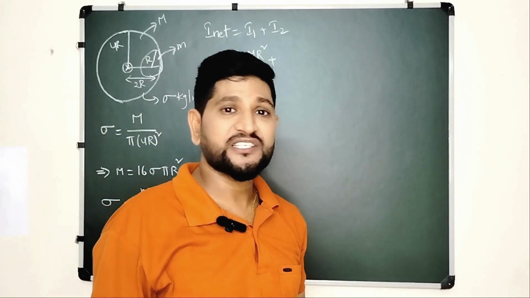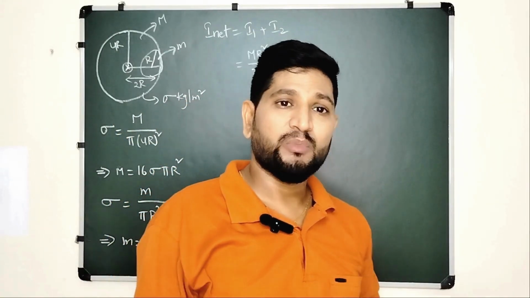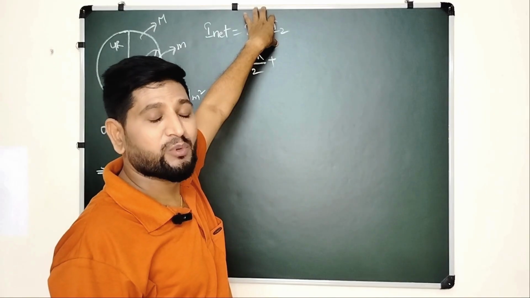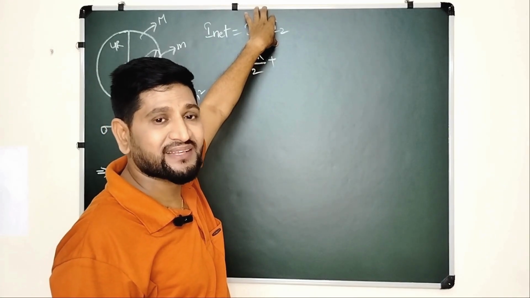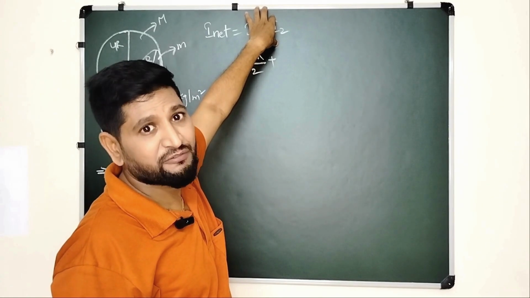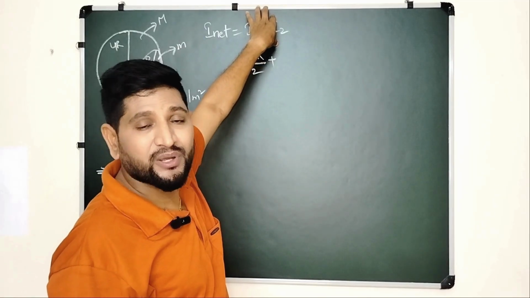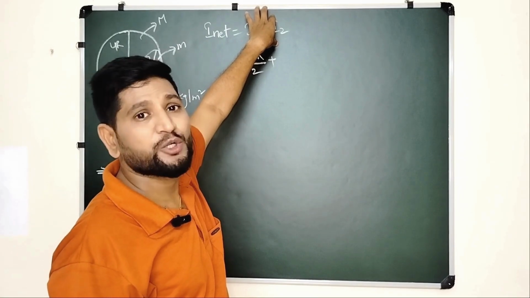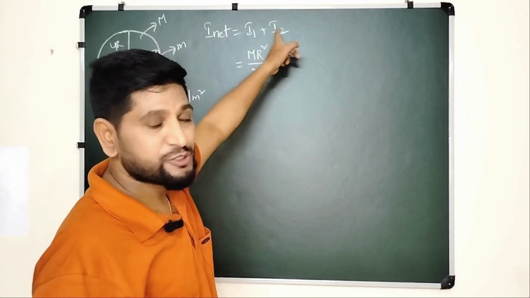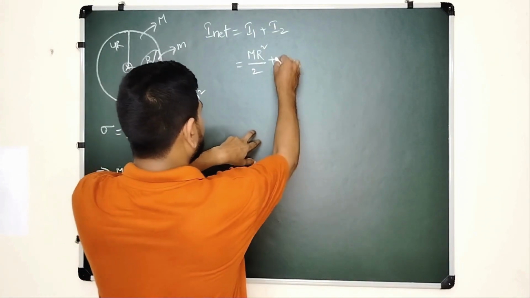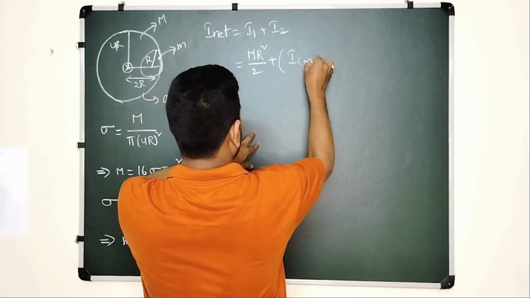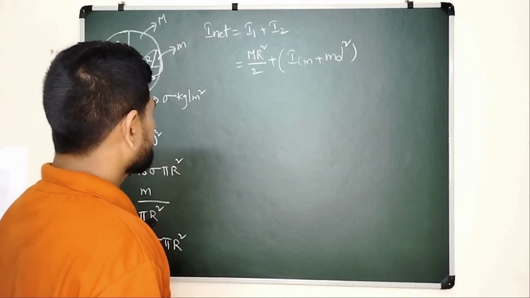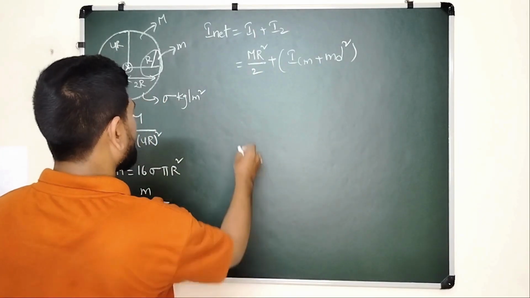In the sense, as per the parallel axis theorem, the moment of inertia about an arbitrary axis is equal to the moment of inertia about a parallel axis passing through the center of mass plus the product of the mass and the square of the distance between the two parallel axes. So that I2 becomes I CM plus m into d square. So now substitute the values here.